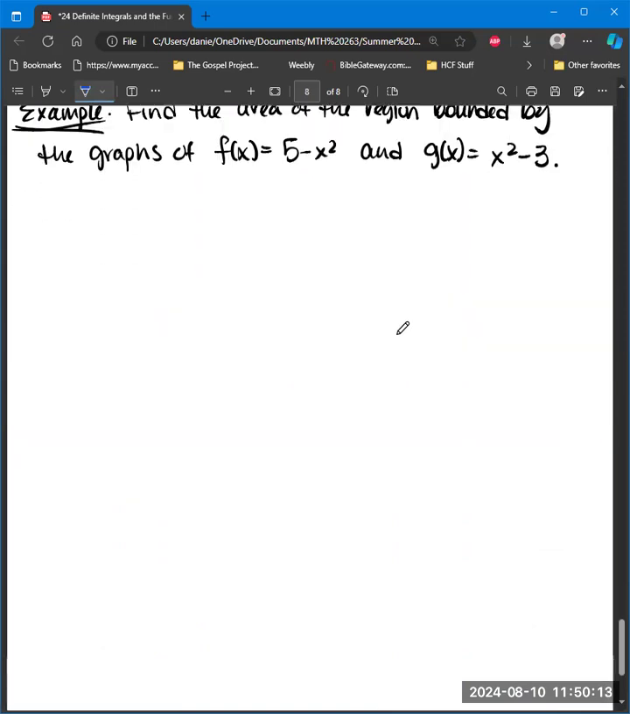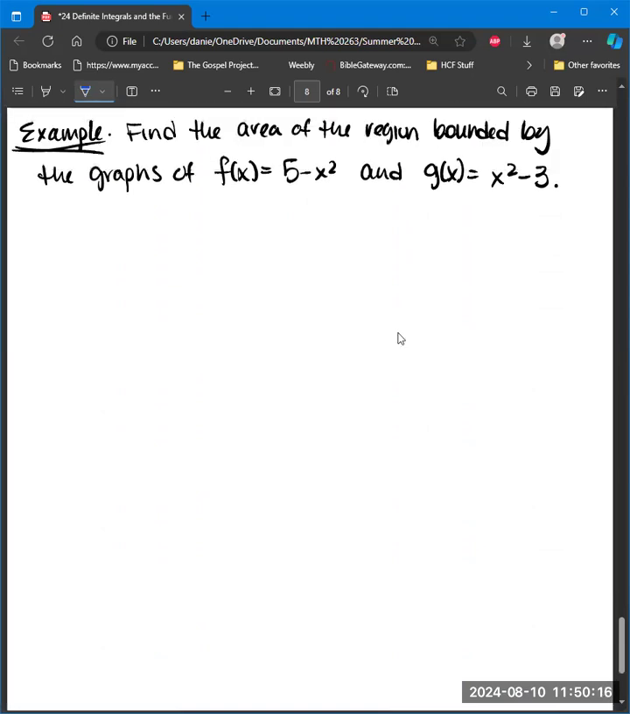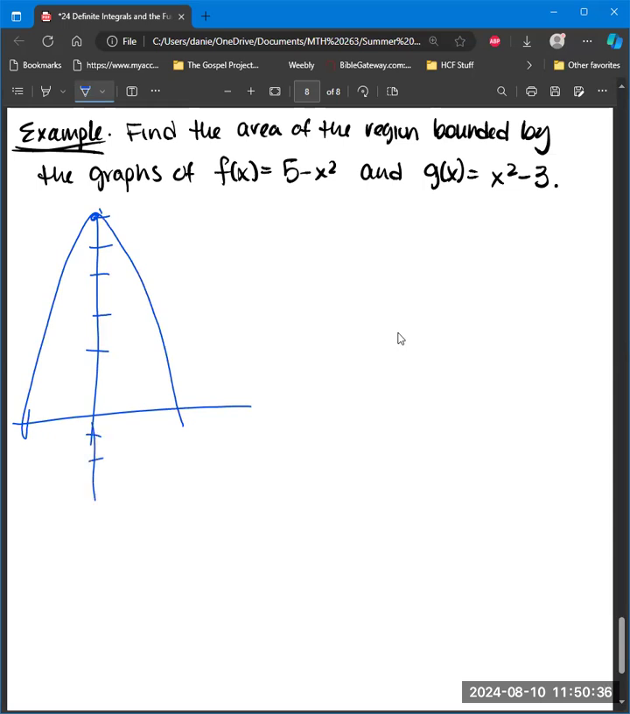Let's look at an example here. Find the area of the region bounded by the graphs of f of x equals 5 minus x squared and g of x equals x squared minus 3. So I don't need a graph, but I'm going to put a graph up here for you. 5 minus x squared is going to come like this, and then x squared minus 3 is going to come like this. It's going to intersect over here and over here.